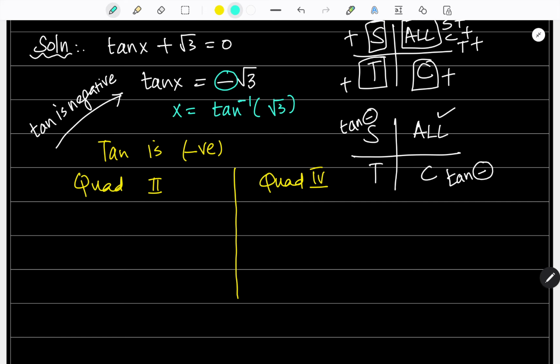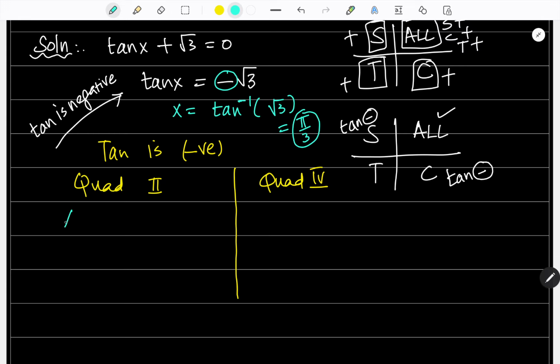If you put tan inverse of root 3, you will get pi over 3. If you put minus, you will get negative pi over 3. Take the positive angle. Because the calculator gives the negative version, we usually prefer positive angles for general solutions.